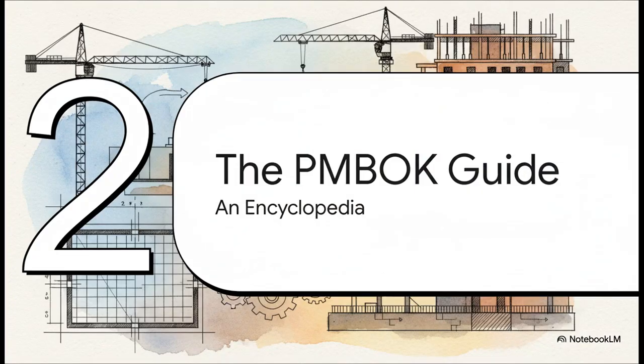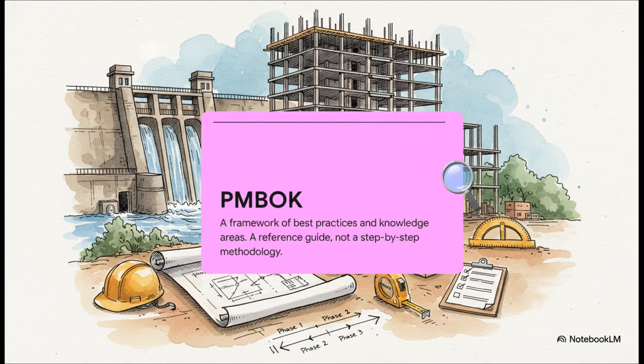Okay, our next tool is a little different. It's less of a step-by-step process and, well, it's more like an encyclopedia. Let's talk about the PMBOK guide. That's the Project Management Body of Knowledge. And here's the crucial difference you have to get. Waterfall gives you a recipe to follow. The PMBOK, on the other hand, gives you the entire cookbook.